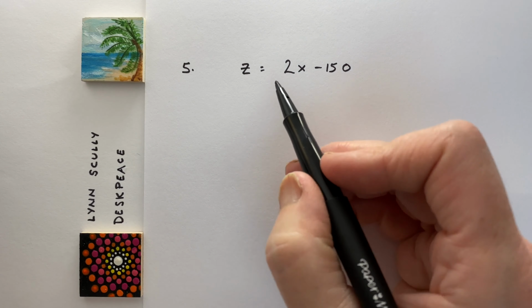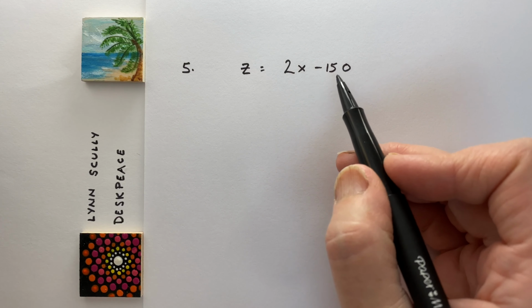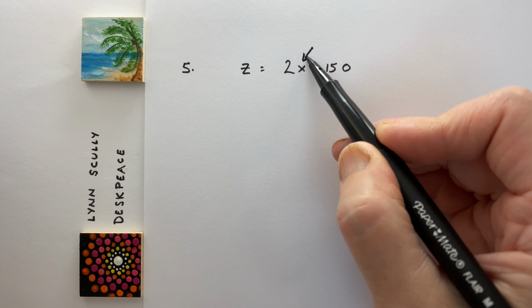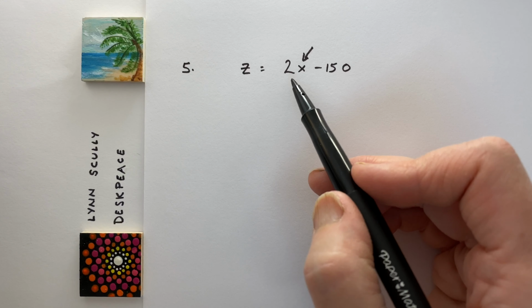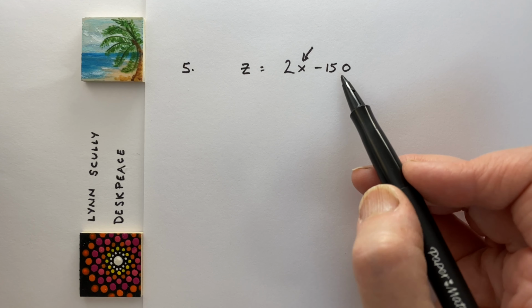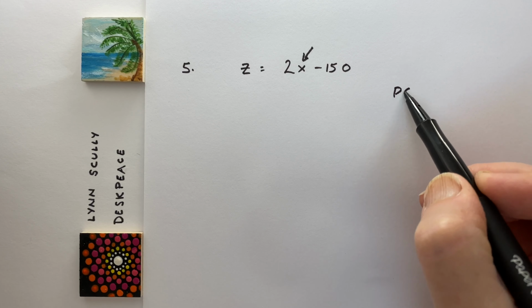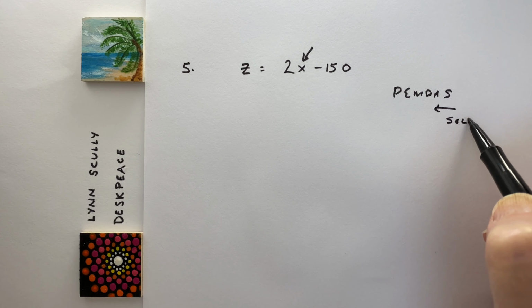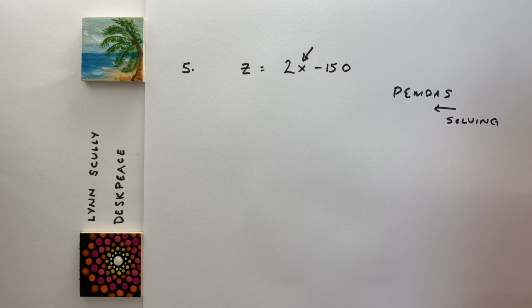Number 5, z is equal to 2x minus 150. I want to solve for x. Here it is. And I see I have two things attached. I have 2 attached by multiplication, and I have 150 attached by subtraction. Now, according to PEMDAS, and when I'm solving, I always undo PEMDAS.